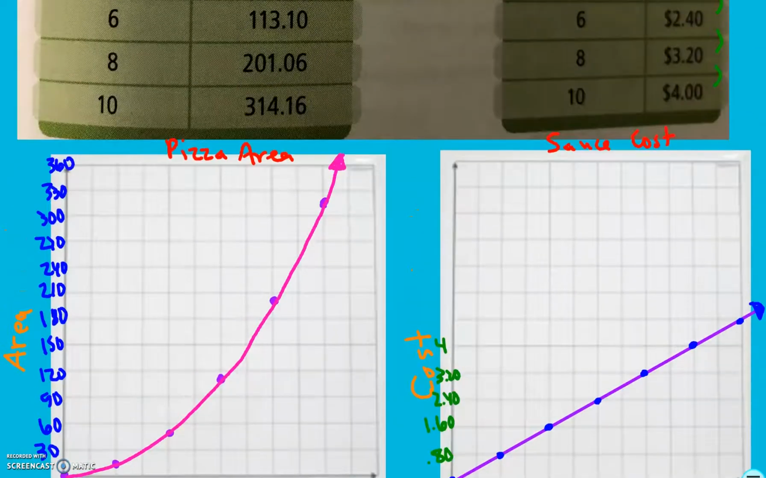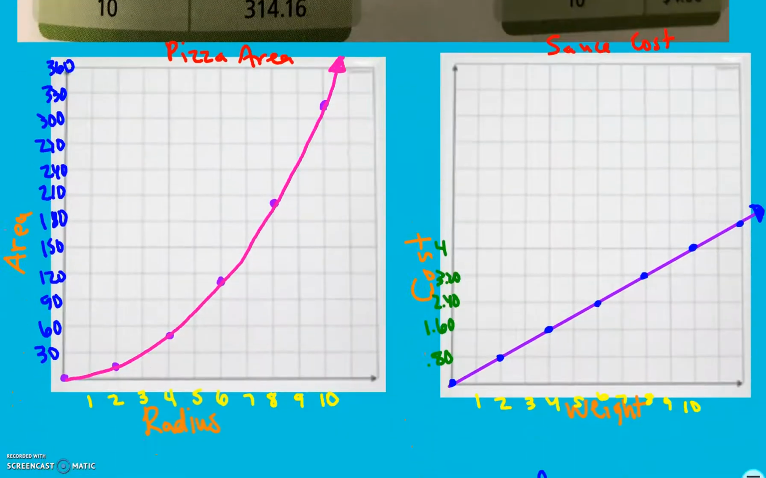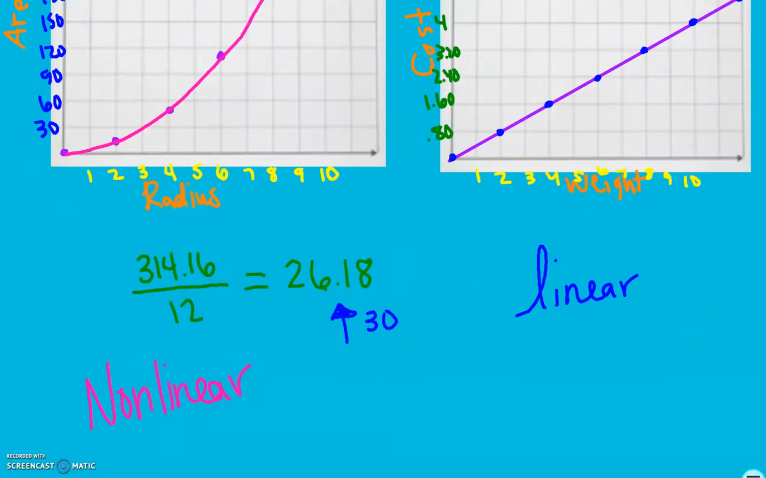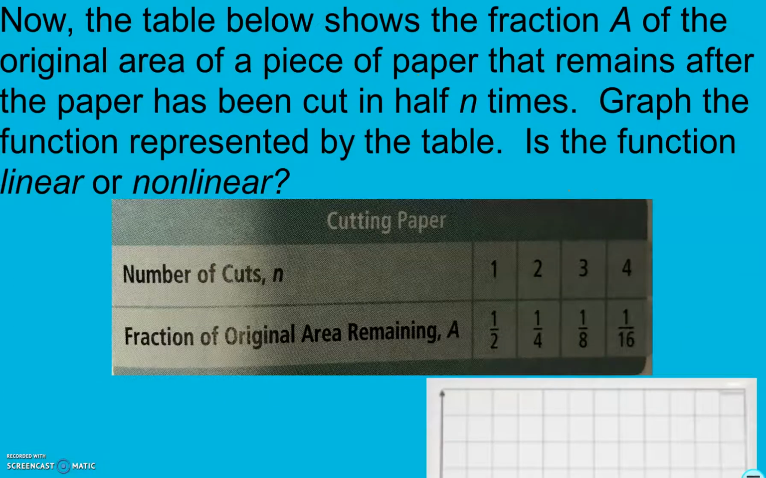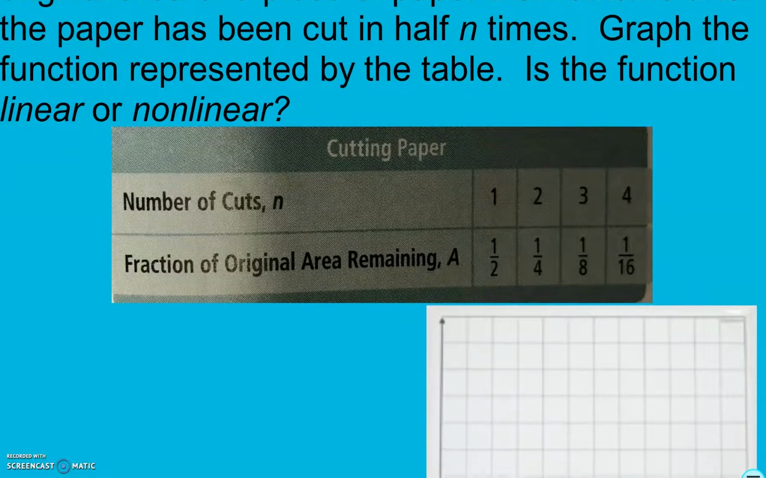Because they go up by the same amount every time, it is linear. We can connect them with a straight edge. Now, the table below shows the fraction A of the original area of a piece of paper that remains after the paper's been cut in half n times. Graph the function represented by the table. Is the function linear or nonlinear?